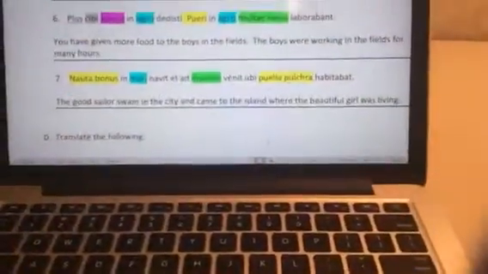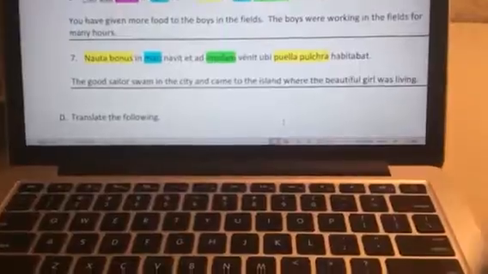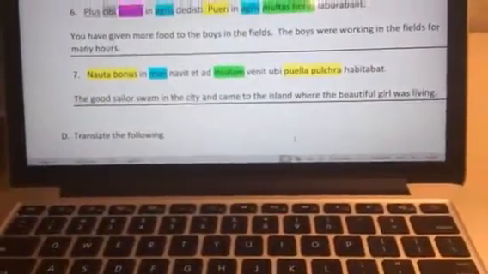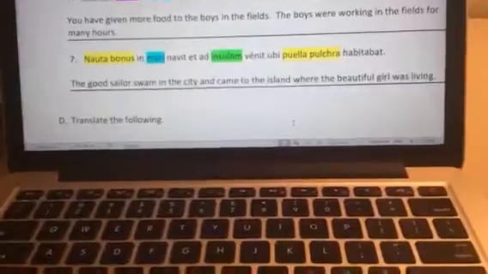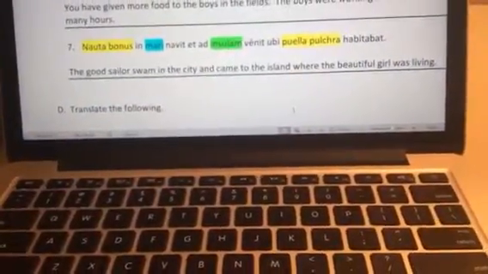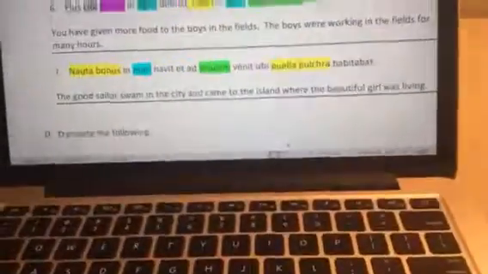All right. Here we have nauta bonus. Remember, those go together because nauta is masculine. He's the subject. The verb is natavit, excuse me, natavit. Let's start with that. So the nauta bonus, natavit in mari. The good sailor swam. Oh, I wrote city here. I meant to say sea.